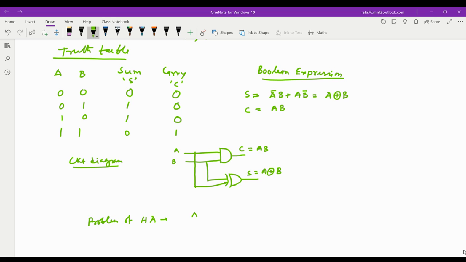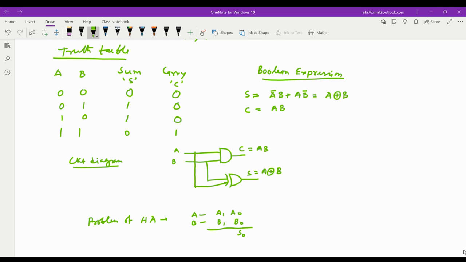Suppose A is a 2-bit number. A is denoted by A1, A0, and B is denoted by B1, B0. You understand? A, B are two numbers, but these are 2-bit numbers, right? Now, if you want to add these two things, then it will be A plus B, right? So there will be S0, and a carry C0 will be there.